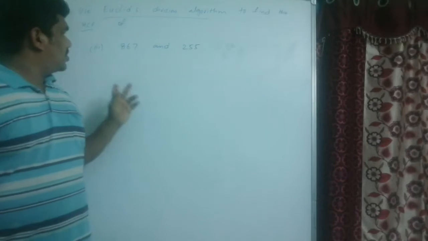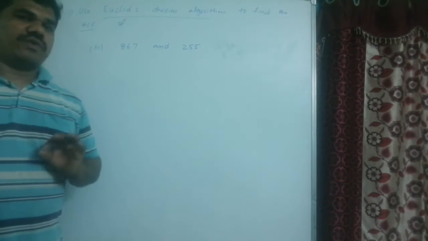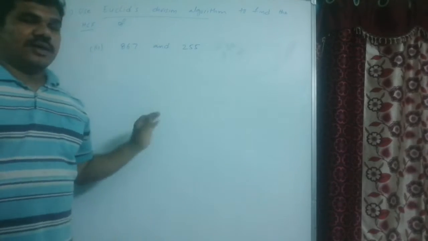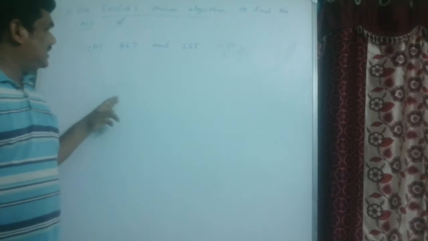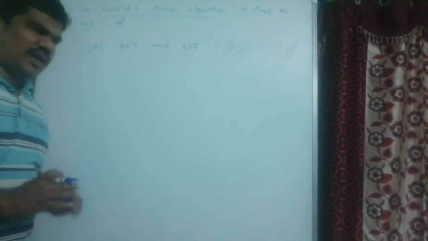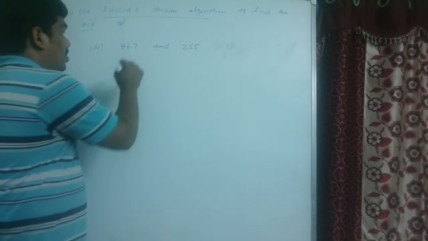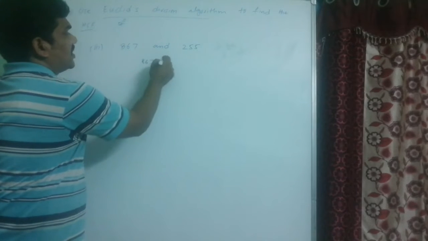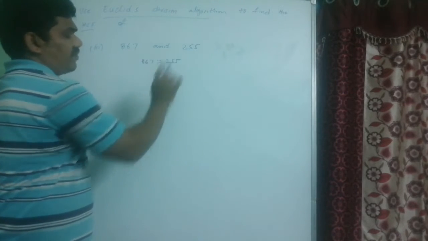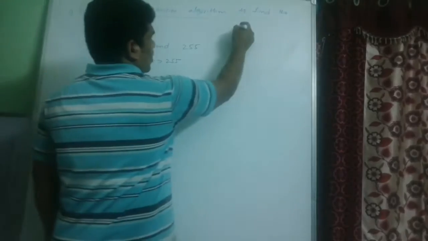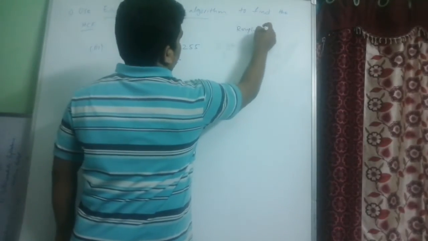Next question: 867 and 255. We have to check the HCF for 867 and 255. As usual, every time we have to check which is the larger number and which is the smaller number. So 867 is greater than 255. Rough division first.